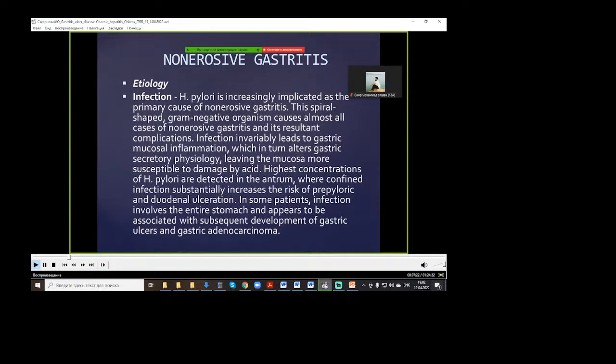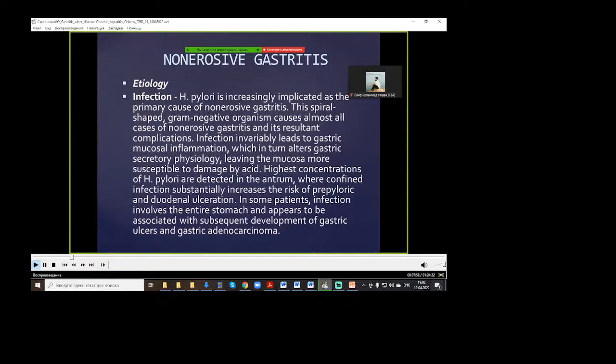Non-erosive gastritis. There are two main types of non-erosive gastritis. First, Helicobacter associated, or type B. Helicobacter is increasingly implicated as the primary cause of non-erosive gastritis. This spiral-shaped gram-negative organism causes almost all cases of non-erosive gastritis and its resultant complications such as ulcer disease.